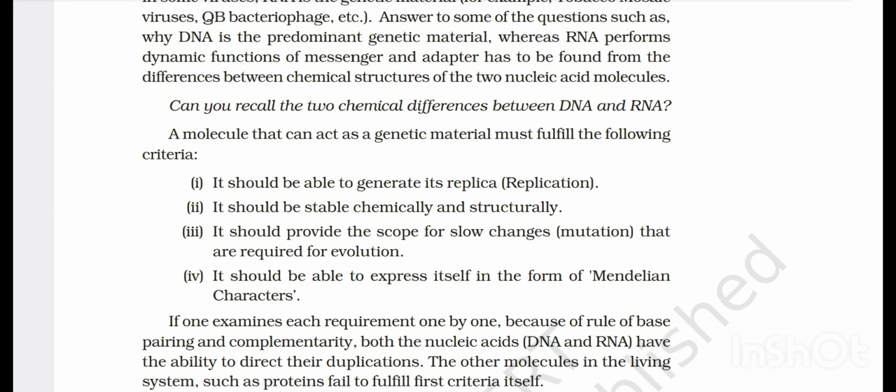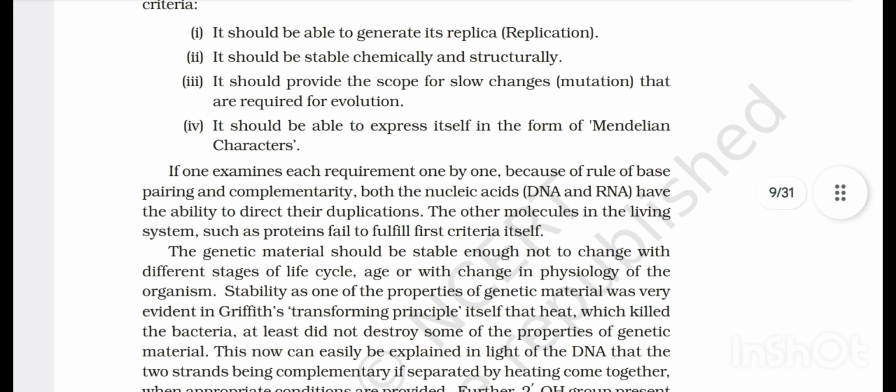A molecule that can act as genetic material must fulfill the following criteria. One, it should be able to generate its replica. Two, it should be stable chemically and structurally. Three, it should provide a scope for slow changes that are required for evolution. Four, it should be able to express itself in the form of Mendelian character. If one examines each requirement one by one, because of the rule of base pairing and complementarity, both nucleic acids have the ability to direct their duplications. The other molecules in the living system, such as proteins, fail to fulfill the criteria itself.